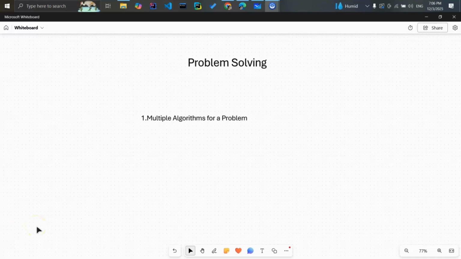The next topic is problem solving and algorithm selection, right? First one is multiple algorithms for a problem. Let's discuss it, right? You know, a single problem can often be solved in different ways, right? For example, sorting a list can be done with bubble sort, merge sort, heap sort, or even counting sort, right? Each algorithm has trade-offs in speed, memory usage, and complexity, right?